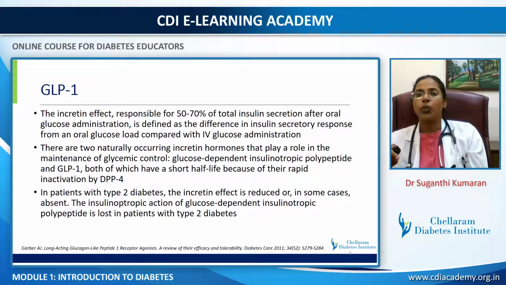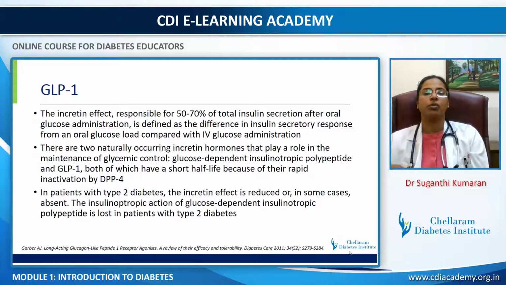There was a study where they found the insulin production in the body is higher when the food or the glucose is given orally when compared to glucose given IV. That's when they found out about incretins, which are GLP-1 and GIP, gastrointestinal polypeptide. This is called the incretin effect. That is, the production of insulin in response to oral glucose administration, which is reflected by elevation in GLP-1 and GIP, is called the incretin effect, causing increased insulin production.